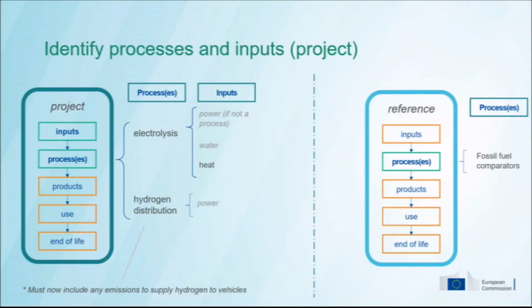So identify processes and inputs. So electrolysis, on the left you'll see in the project, so again we're making hydrogen, but now we've added another process, which is hydrogen distribution. On the right hand side you've got your fossil fuel comparator, because again we're putting this into a fuel cell vehicle now, and we're comparing it to how life would be if you're just simply using a normal petrol or diesel car. Next slide, please.